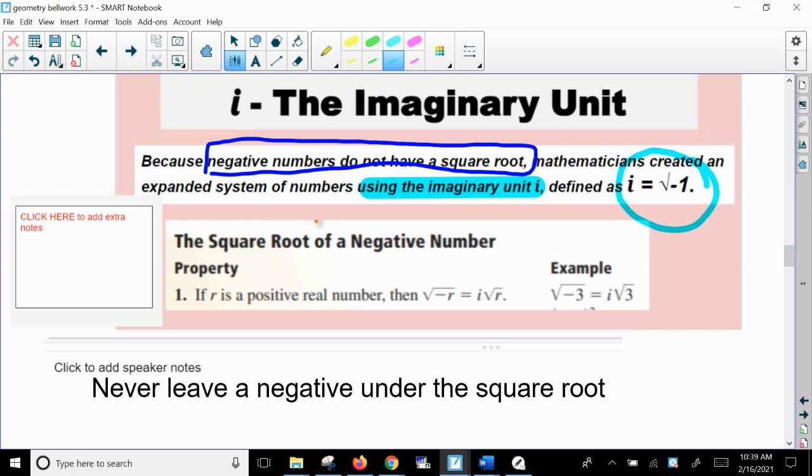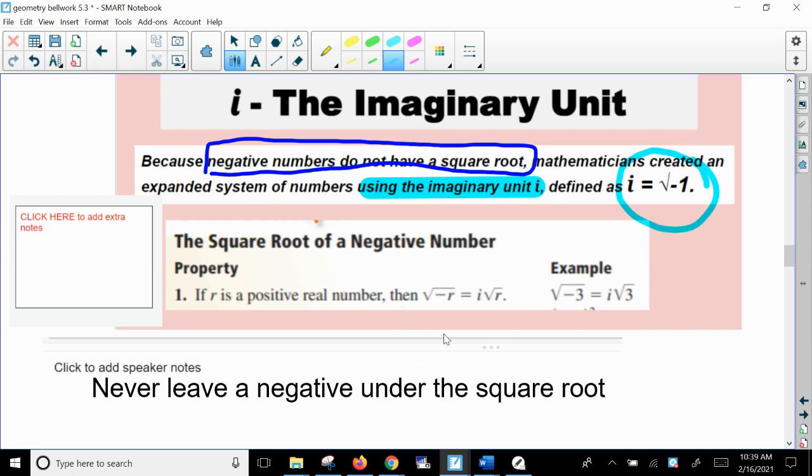So if you look here, it says if r is some real number, then the square root of -r is i square root of r. In other words, if you had the square root of a negative number, to turn the negative into positive, you're going to take an i out. When you take an i out, you're basically taking out -1, and it turns your number positive. So like the square root of -3 is i square root of 3.